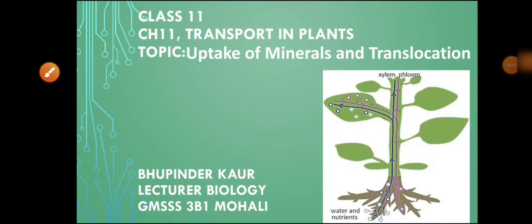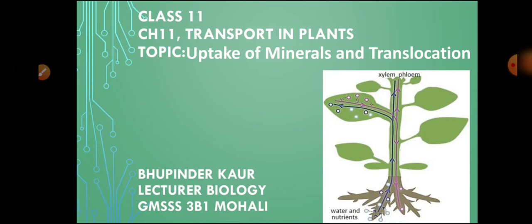Dear students, the absorption of minerals takes place by both passive and active mode, but mostly the minerals are absorbed by active mode. It means energy is involved in the absorption of mineral ions. Why? Because the concentration of mineral ions is found to be higher within the plant body. So energy is involved in the absorption of mineral ions from the soil solution to the plant body. And this is known as what? Active absorption.